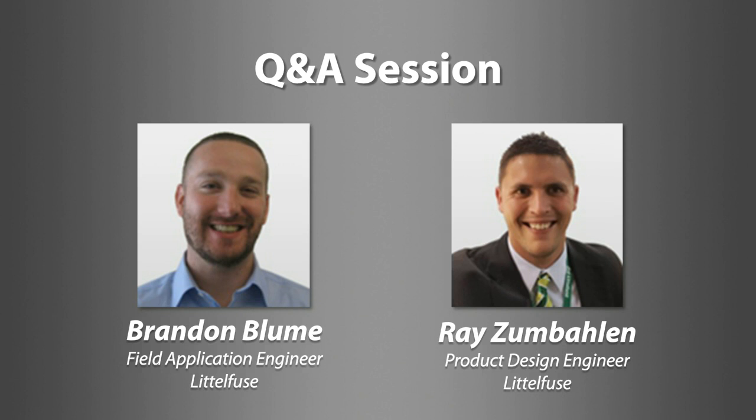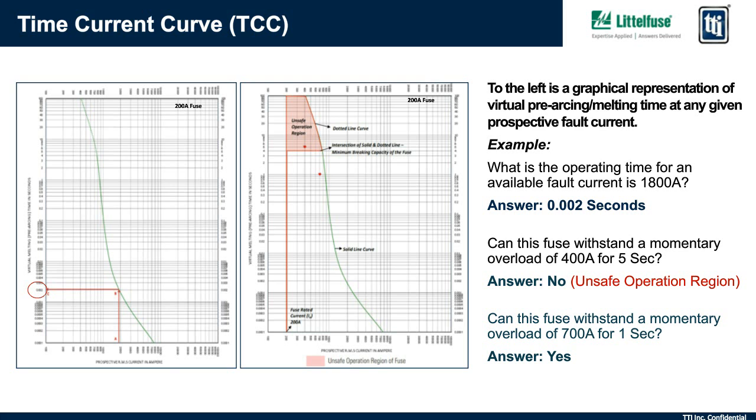Okay, referring to the TCC, does unsafe mean that the fuse will not break the current, or does it mean that the fuse may explode? It means that the fuse may explode. So in the unsafe operating region, there are times that the fuse may not open because it is to the left of the TCC. But if it did open, which it could, depending on how close it was to the TCC, it would potentially not open safely.